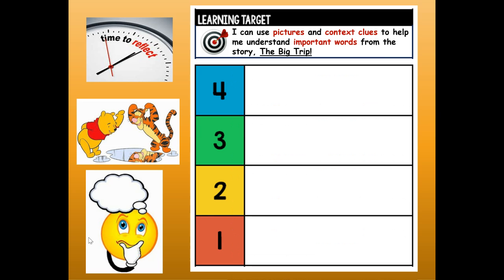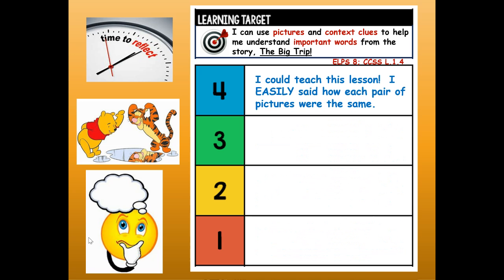At the top of your paper, I want you to reflect on your learning target. I can use pictures and context clues to help me understand important words from the story, The Big Trip. So, would you give yourself a 4? I could teach this lesson. I easily said how each pair of pictures were the same.